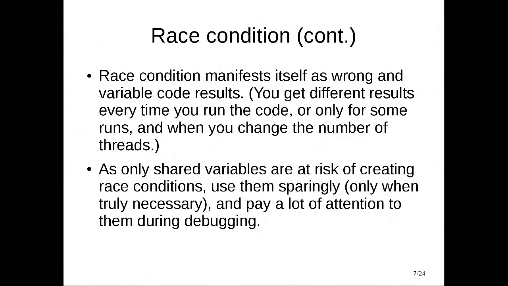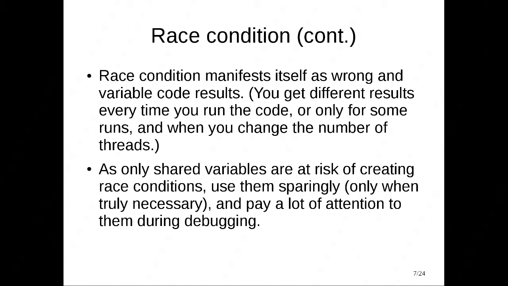So how does it manifest itself? The typical manifestation of a race condition bug is when you get a wrong result and you get different results, either sometimes or all the time. The latter is especially indicative. If it's just a wrong result every time, maybe, but maybe not. But if every time you run, you get a different result, that's a very clear sign you're dealing with race condition code.